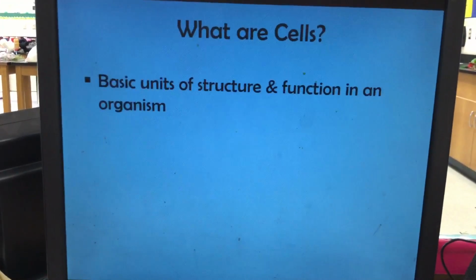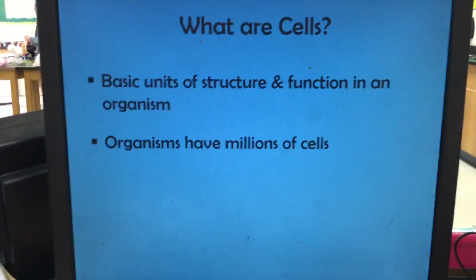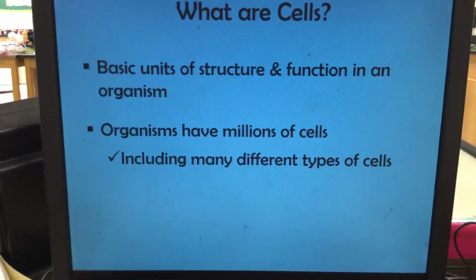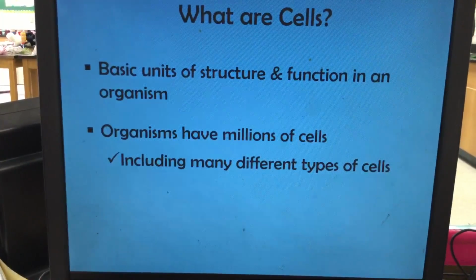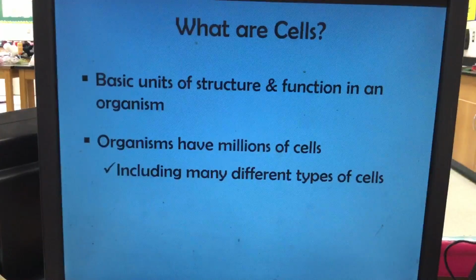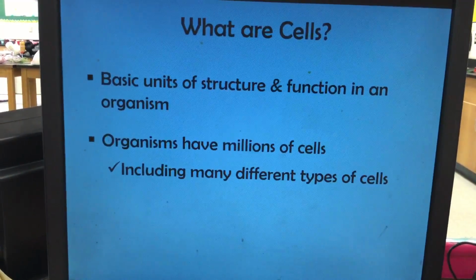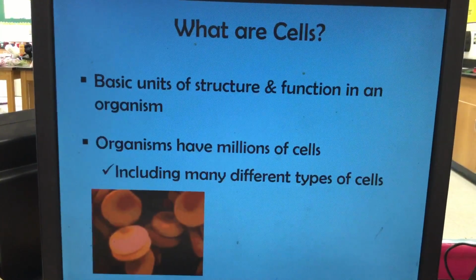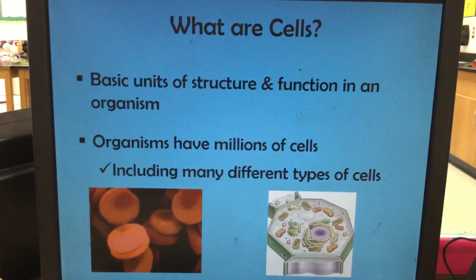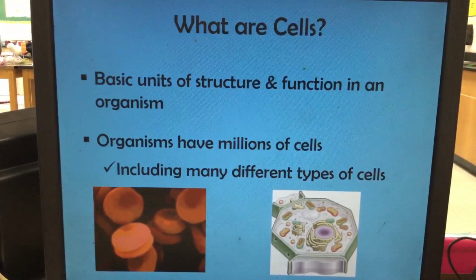So what are cells? Basic units of structure and function in an organism. Organisms have millions of cells, and they include different types of cells. So make sure you get that written down. A note to the sub, you can stop the video whenever they need to have time to write stuff down. And you'll get a diagram of the cells with the different parts to them too. You're just not going to get that today.